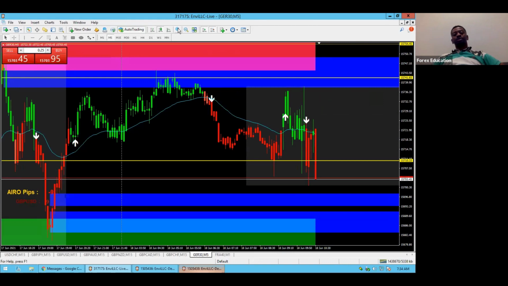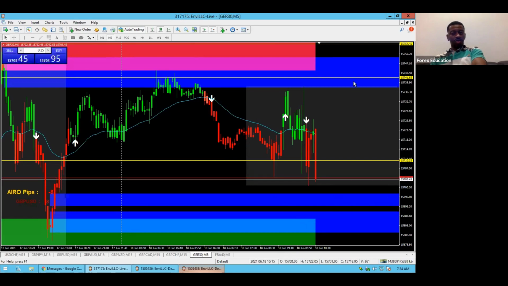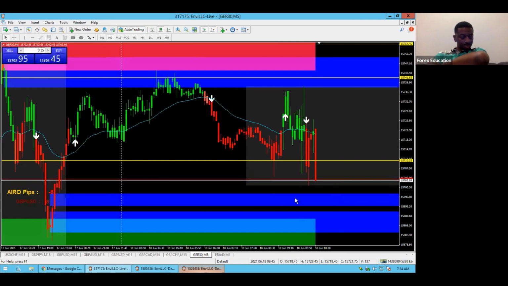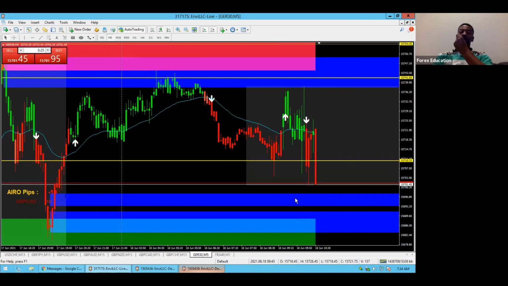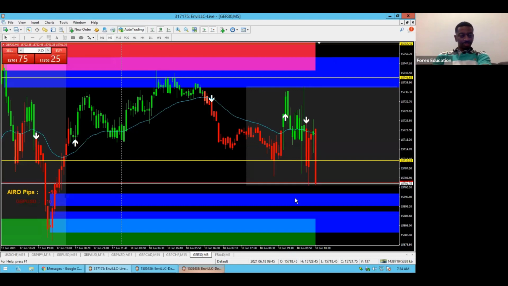All right, GU, what are you gonna do? Let's see if GU is gonna give us what I thought it was gonna give us the first time around. What I'm looking for is for GU to come down into this area, give a rejection, and then head all the way back up. I don't see why it would come down there though. We've got the imbalance here. Let's go to 15 minutes.